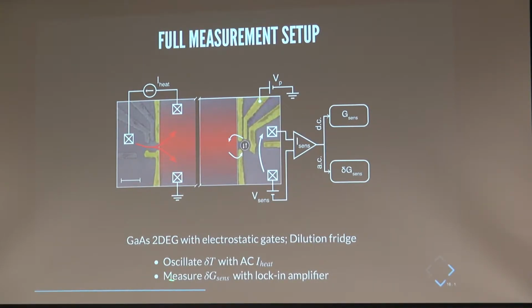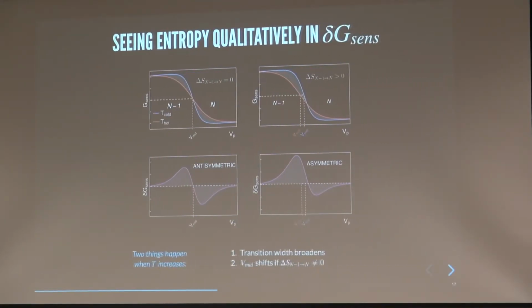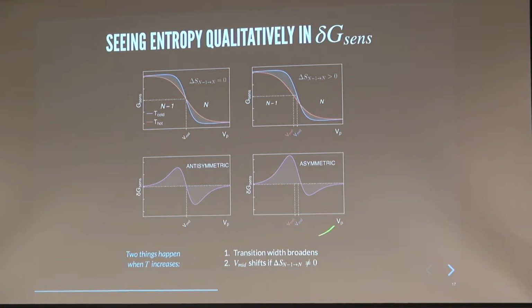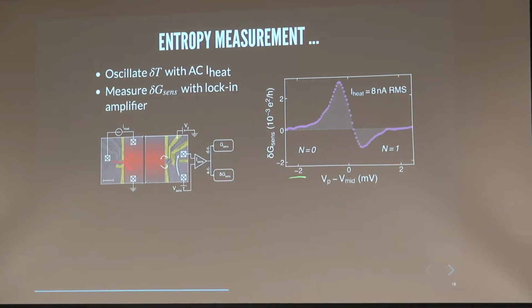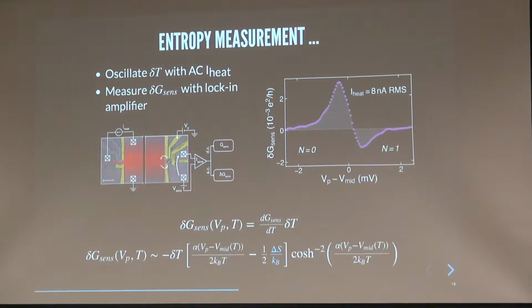Okay, and so again, the approach is oscillate the temperature and watch the oscillations in this sensor conductance. All right, and again, we're looking for this asymmetric line shape as a signature of entropy. And that's exactly what you see. So here you sweep across the n equals 0 to n equals 1 electron transition. You look at, now, not the sensor itself, which has like a step function, but you look at the changes in that sensor conductance as your oscillating temperature. And it's asymmetric in this way that you should see if the entropy change between 0 and 1 electrons is not 0. Okay, and now I'm just going to flash up the equation that you fit to.